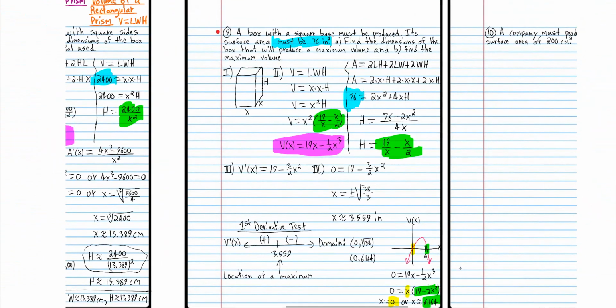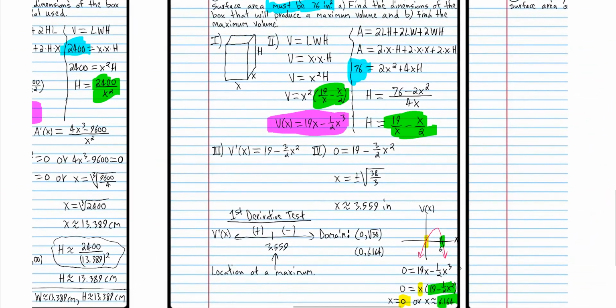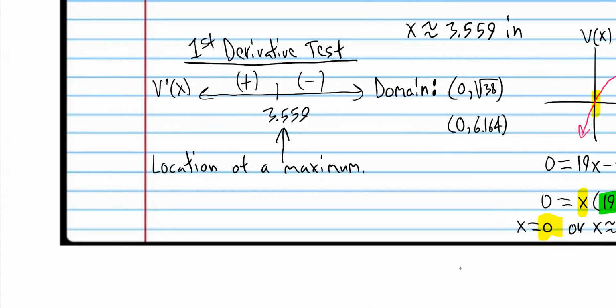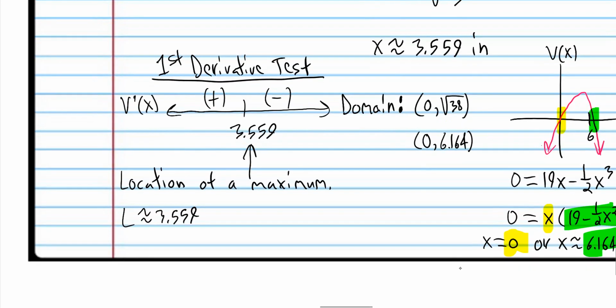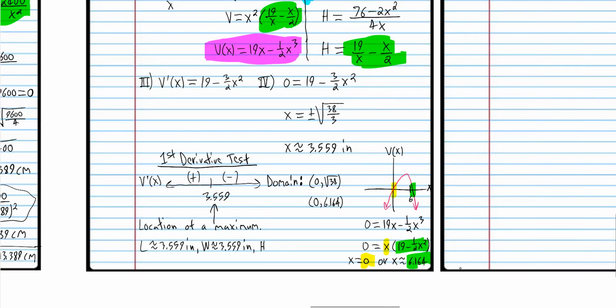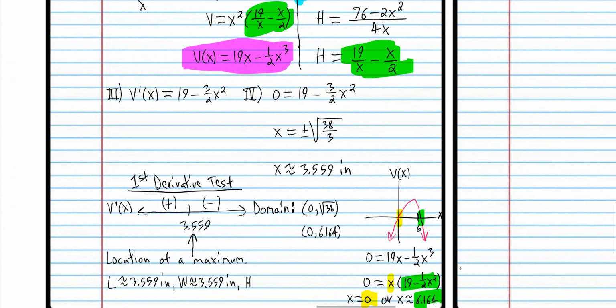Okay, so this problem asks for the dimensions of the box that will produce the maximum volume. So the length is going to be approximately equal to 3.559 inches. The width is going to be approximately equal to 3.559 inches. And the height, we have not found the height yet, but we can do that here.